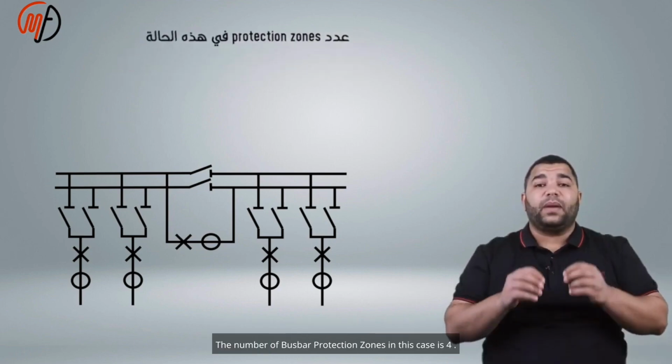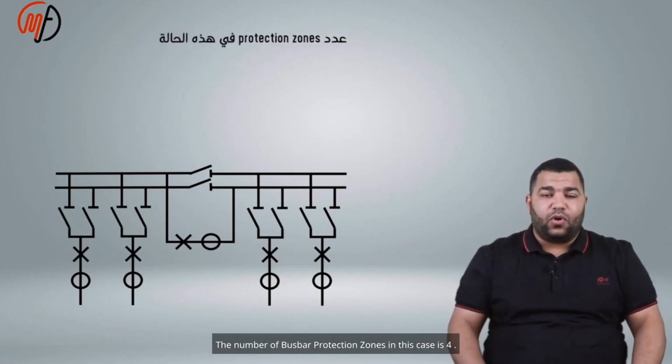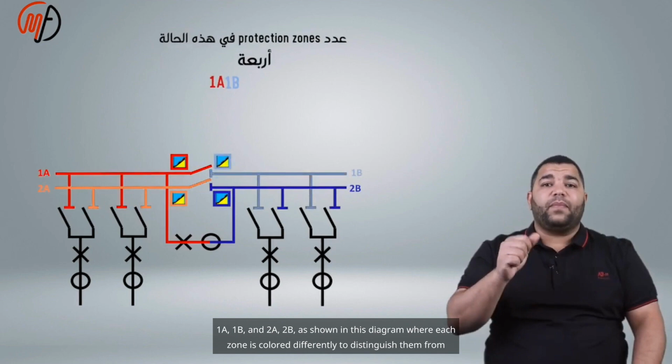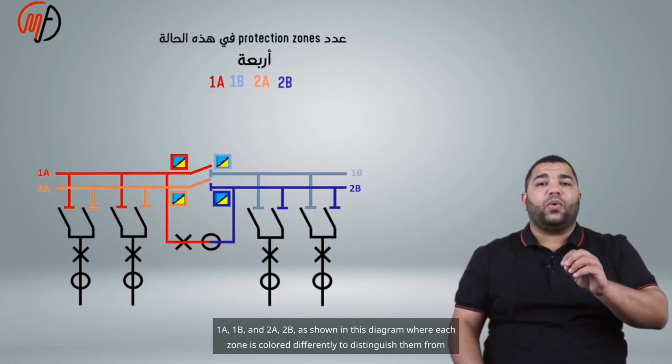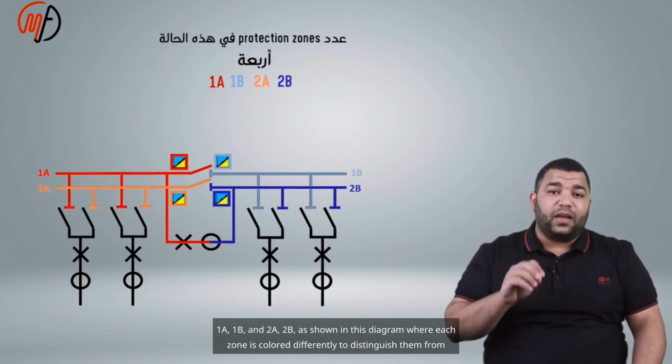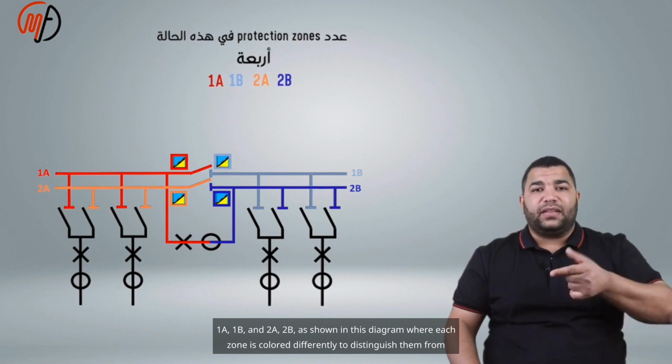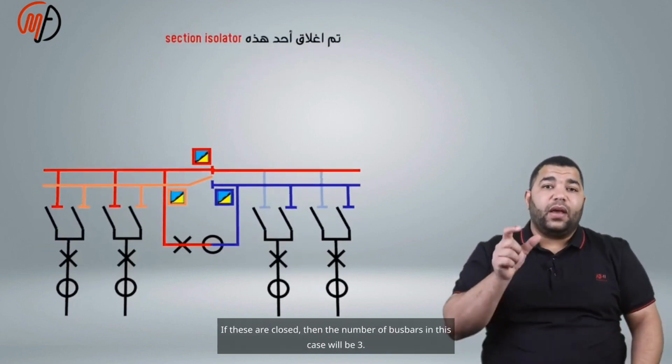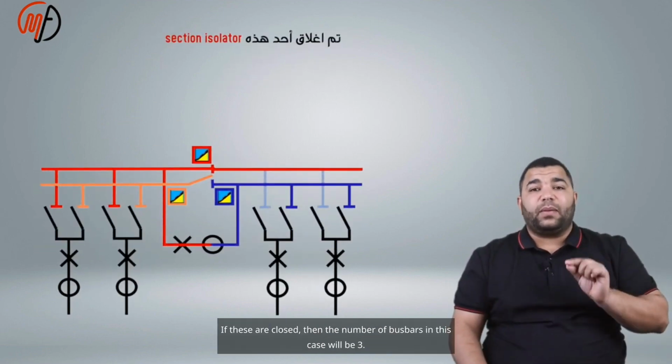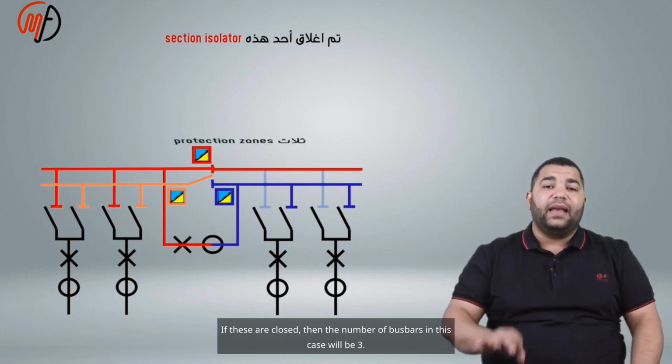The number of busbar protection zones in this case is 4: 1A, 1B, and 2A, 2B, as shown in this diagram, where each zone is colored differently to distinguish them from one another. If these are closed, then the number of busbars in this case will be 3.